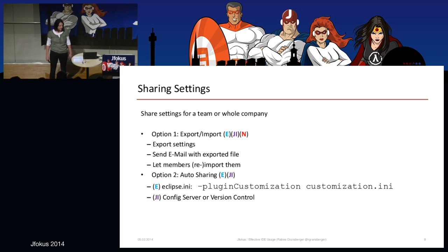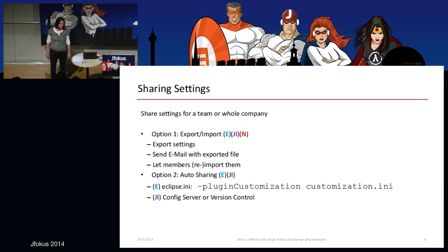So for IntelliJ and Eclipse, there's another option. For Eclipse, you can, for example, put an extra line in your Eclipse ini file, the main initialization file for Eclipse. You just put in a new line, minus plugin customization, and then you have a customization ini file, which will contain the settings everybody should use. They can still override the settings, but these are the main settings the IDE will use from now on.